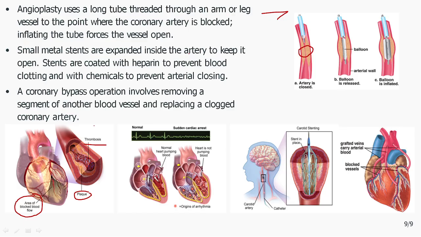A coronary bypass operation involves removing a segment of another blood vessel and replacing a clogged coronary artery. If an artery is clogged and cannot carry the blood to that part, what happens? We can bypass it, removing that part and using another part like this one. This is a grafted vein carrying arterial blood. So these are bypasses.